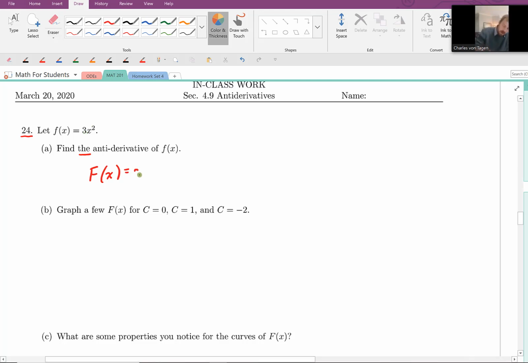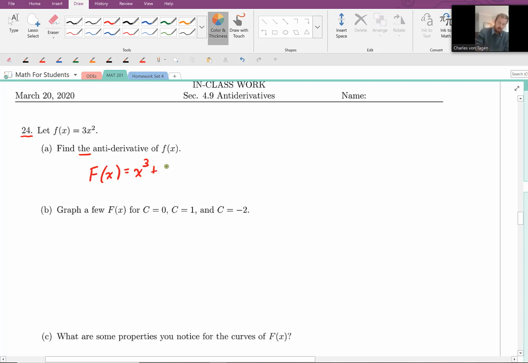Well, the answer is x cubed is one of them, but so would be, say, x cubed plus 2, or x cubed minus 5, or x cubed plus the square root of 6. There are many functions that when I take their derivative will give me 3x squared. And what are we looking for in this problem?